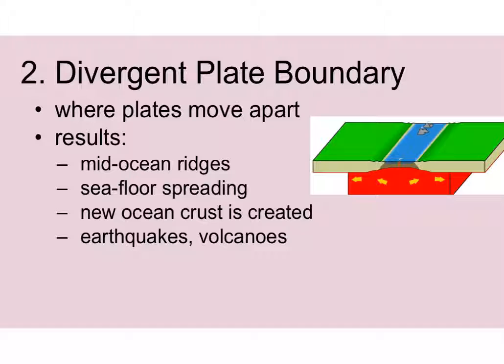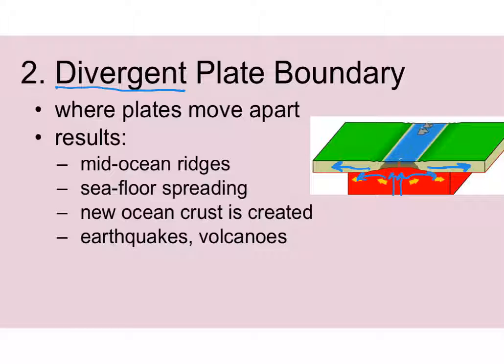The second one is a divergent plate boundary, and this is where two plates move apart. I like to think of that word diverge. So if things diverge, they are moving apart. And you saw this in the lab as well. This was when you had our two plates moving apart, and that's because the mantle, remember, is coming up and the magma comes up and then spreads those two plates apart.